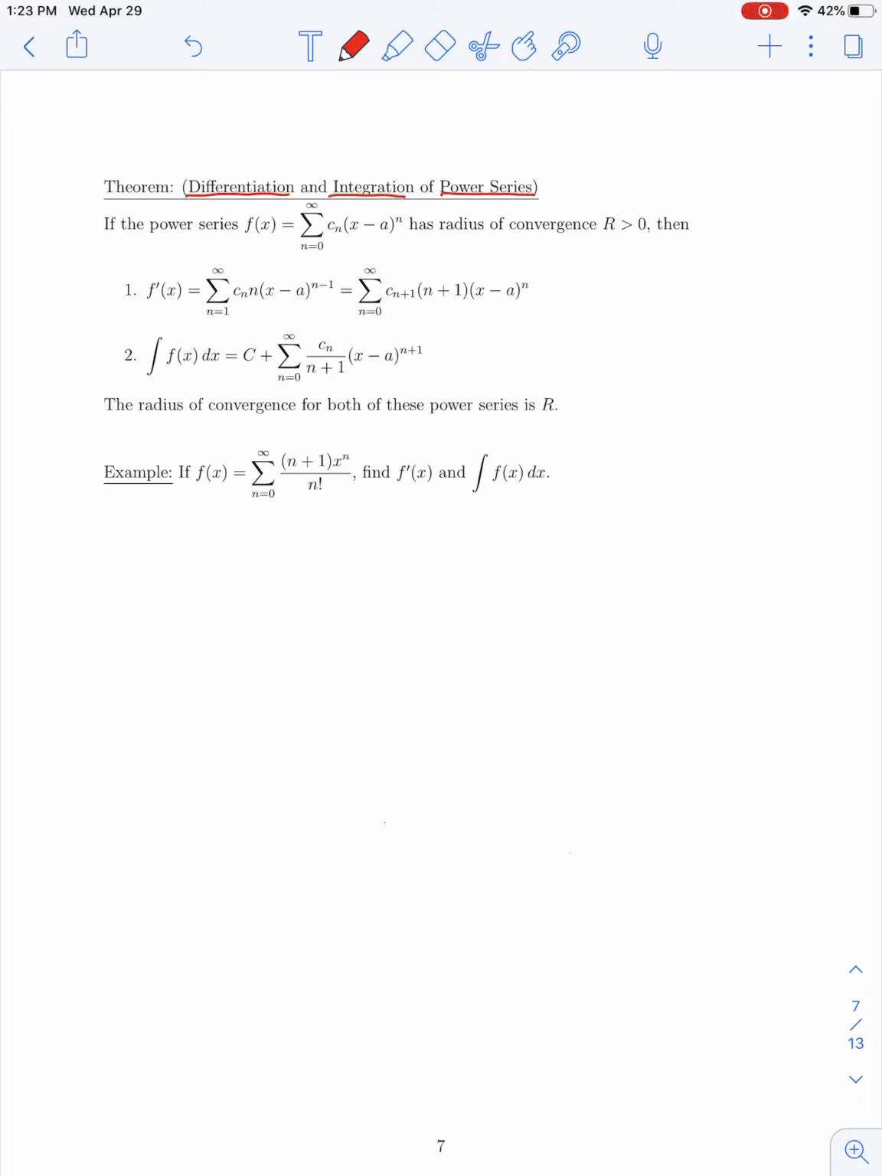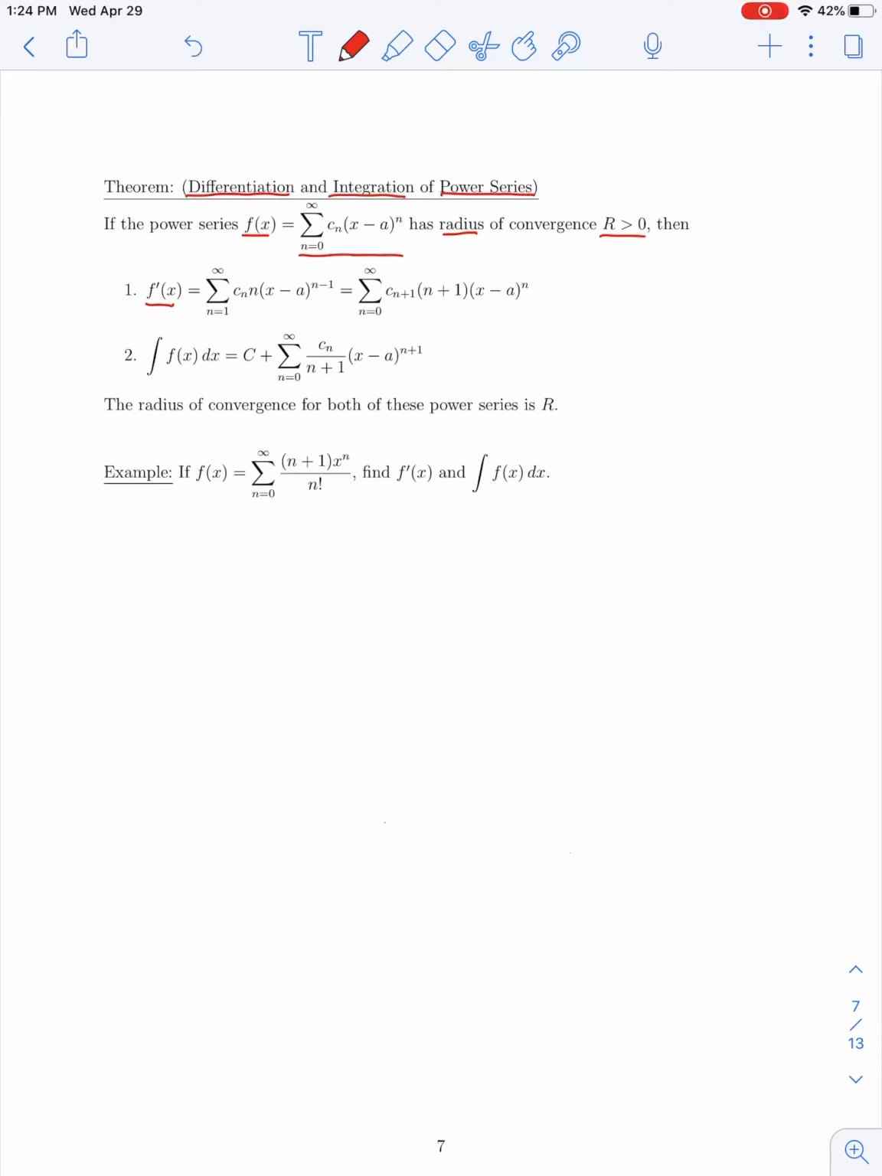So here's what our theorem says. If we have a power series representation of some function f of x as a power series centered at a, so that is the sum from 0 to infinity of some coefficient c sub n times x minus a to the nth power, and this power series has a radius of convergence r, which is positive, then we can differentiate or integrate this power series in the following way. So part one of this theorem tells us how to find the derivative of that function, f prime of x.